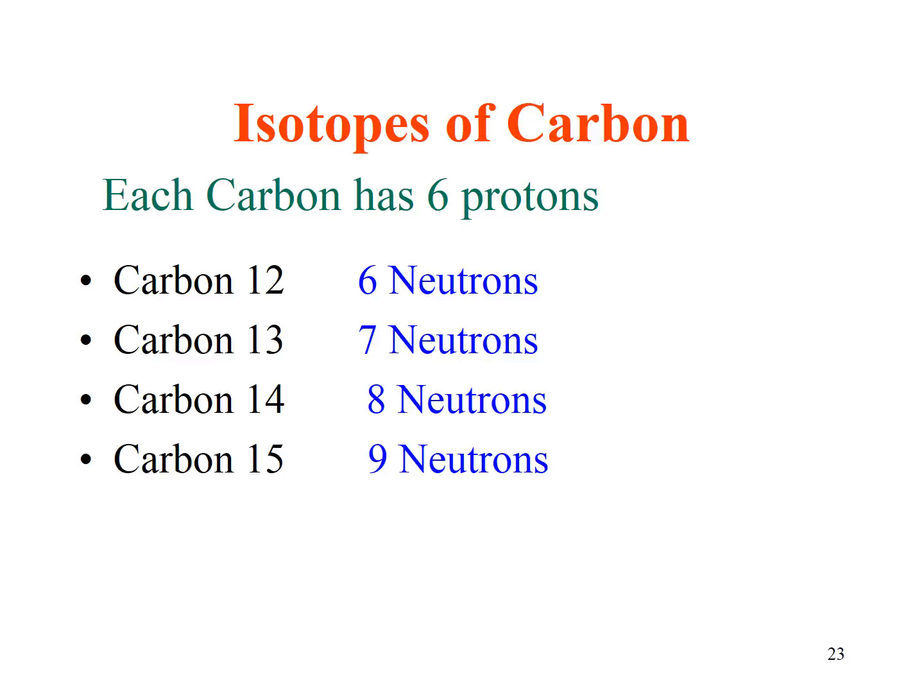I will next discuss the isotopes of carbon. Each isotope of carbon has 6 protons. Carbon-12 has 6 neutrons. It's by far the most common of the isotopes of carbon. Carbon-13 has 7 neutrons. Carbon-14 has 8 neutrons. And carbon-15 has 9 neutrons.